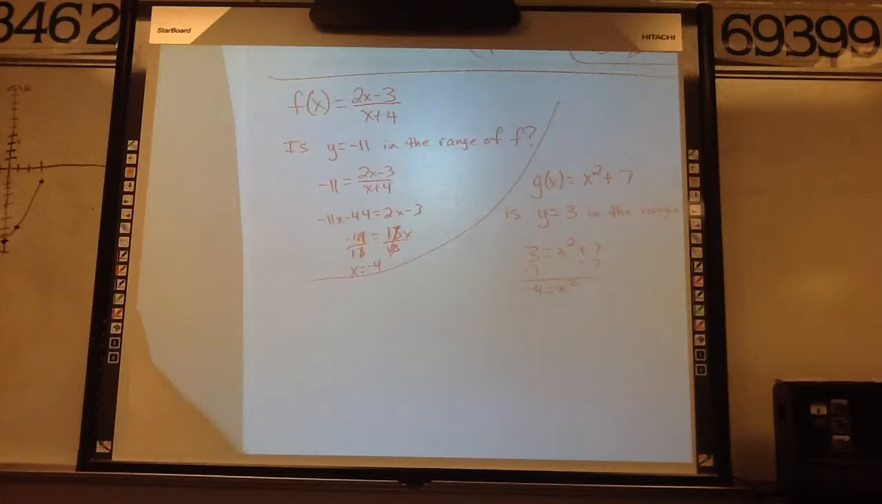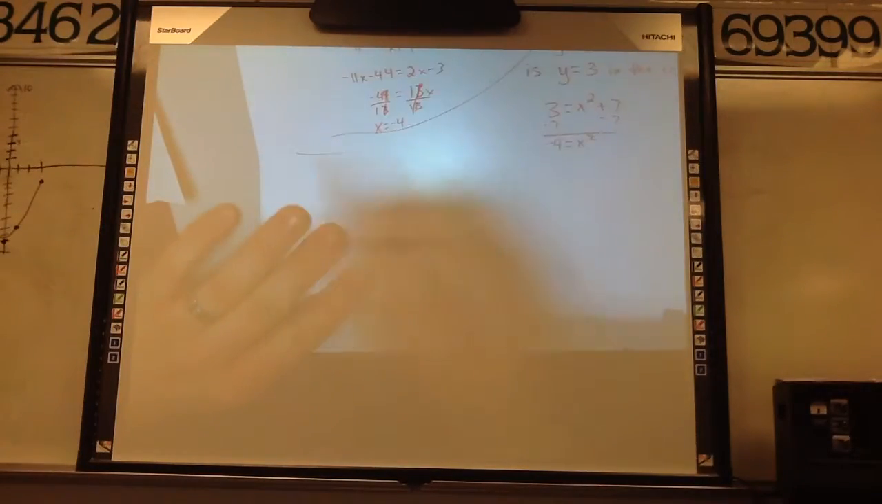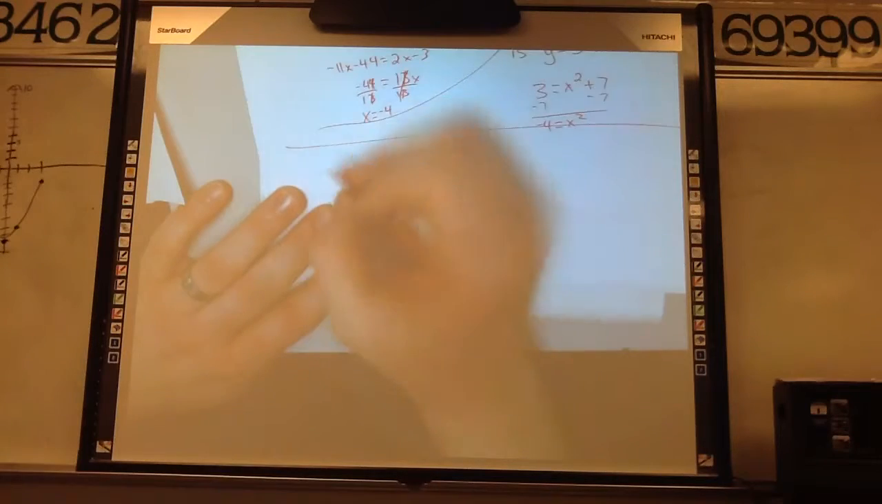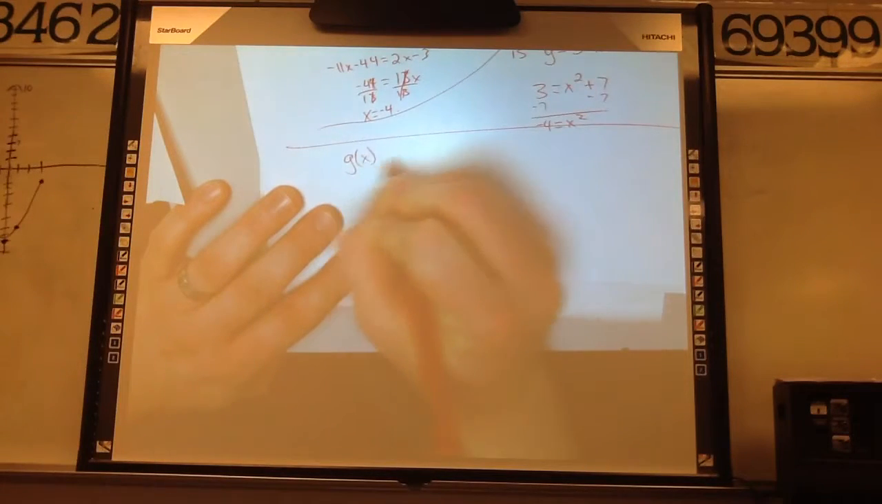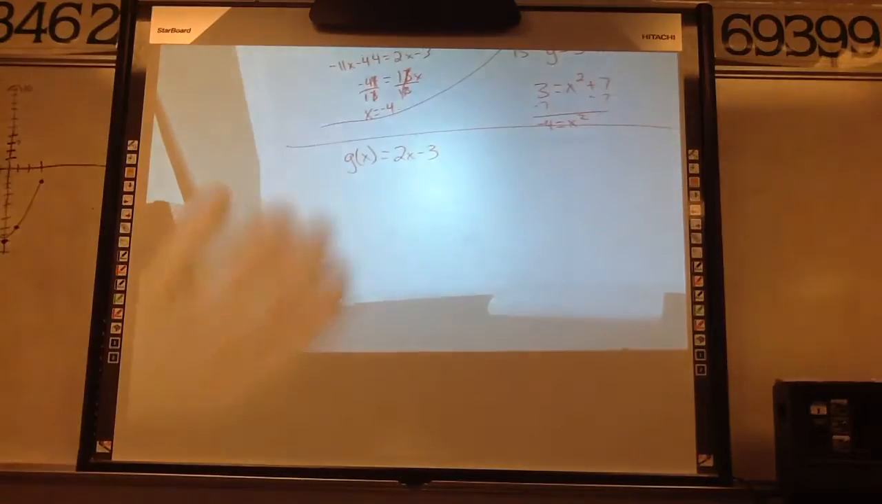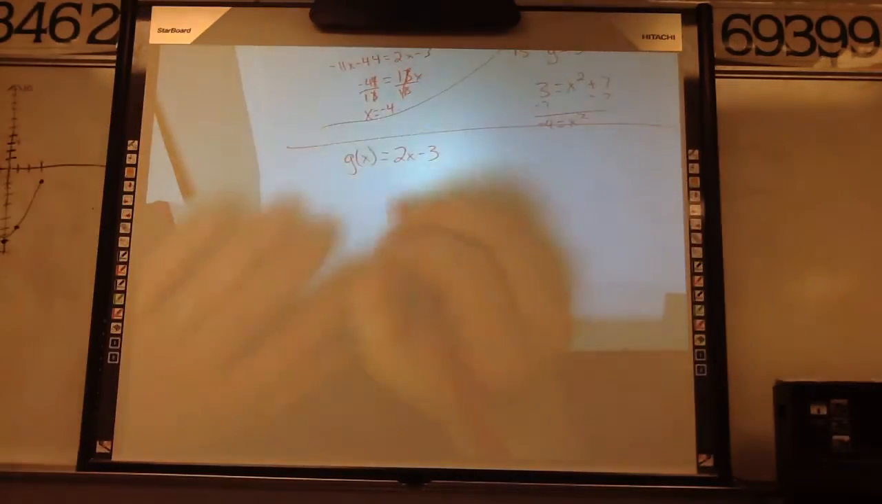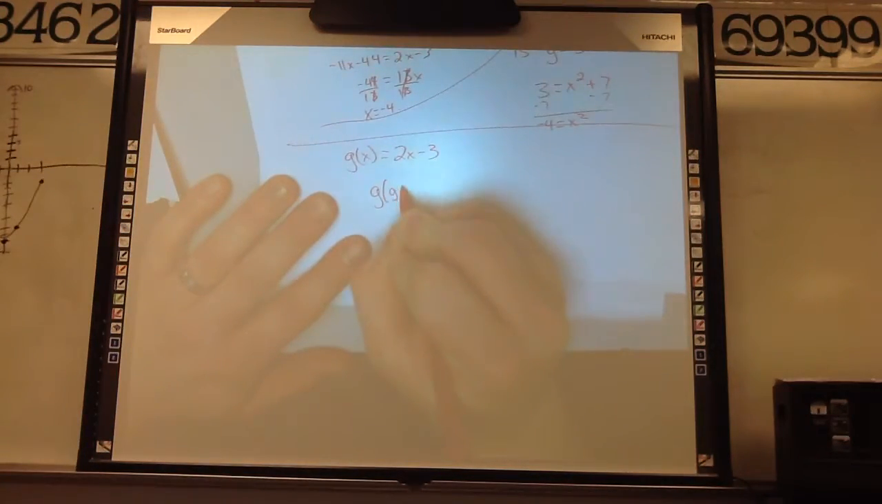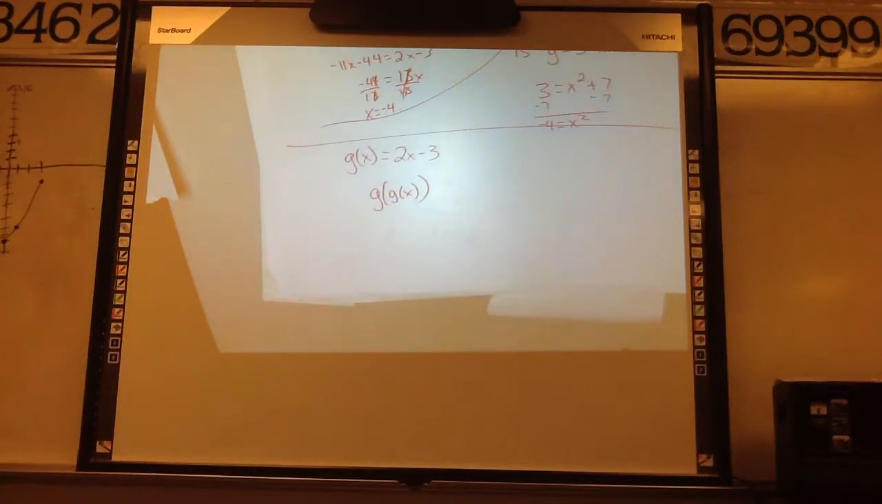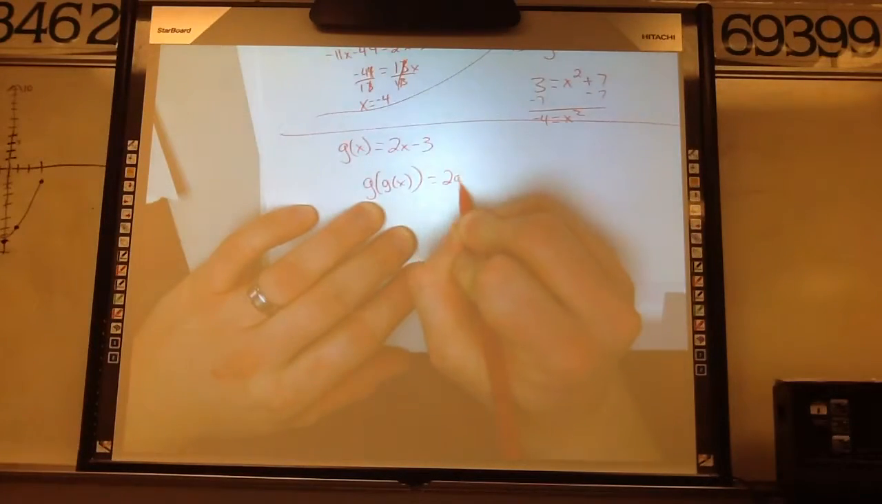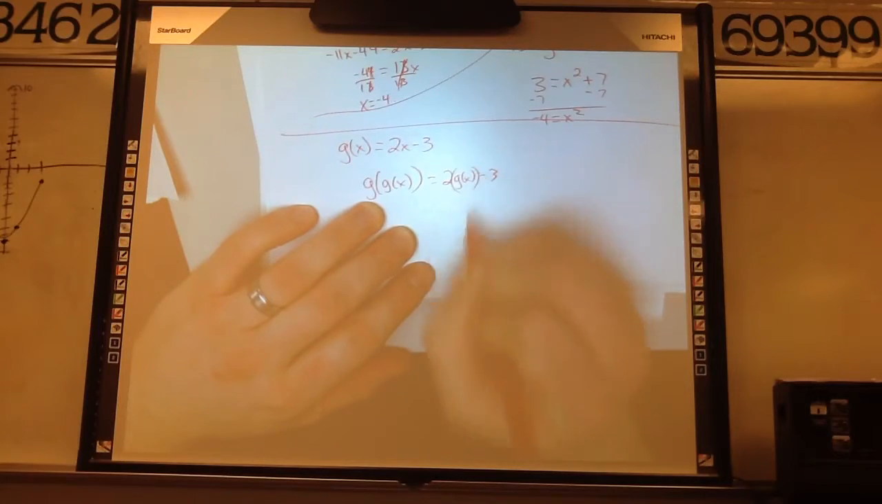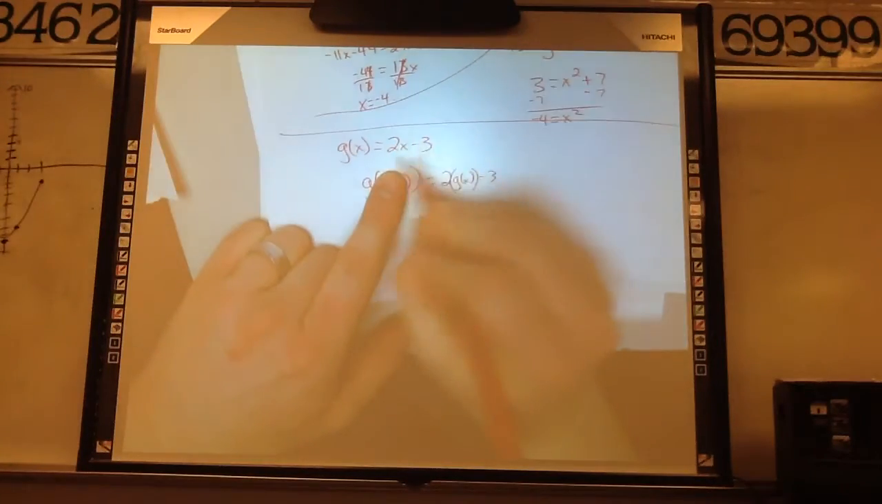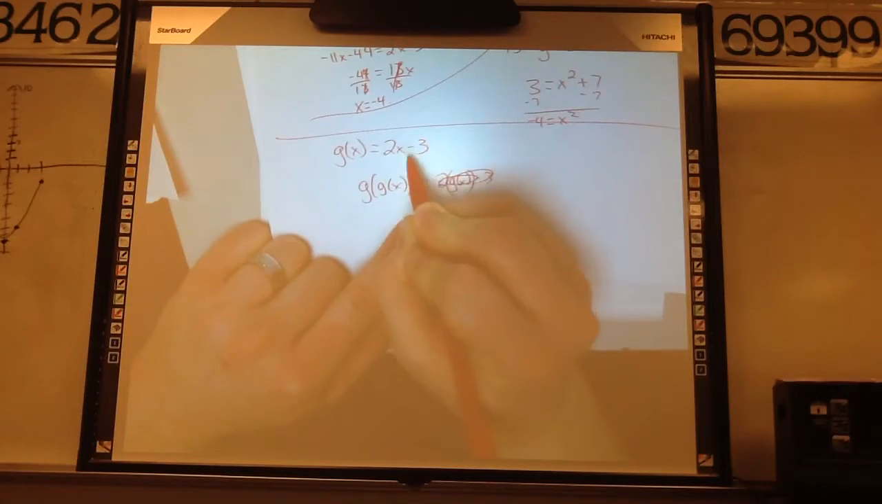The rest of these, some of them you might be kind of confused, but like I said, this will challenge your thinking. Say we go with g of x equals 2x minus 3, and I told you to find g of g of x. Don't plug in 2 times g of x minus 3. You plug that thing into itself, basically.